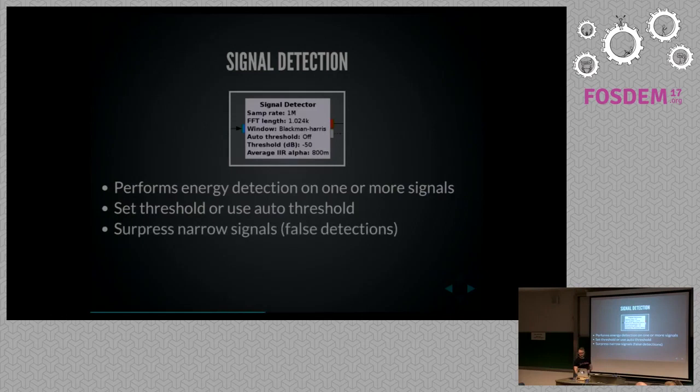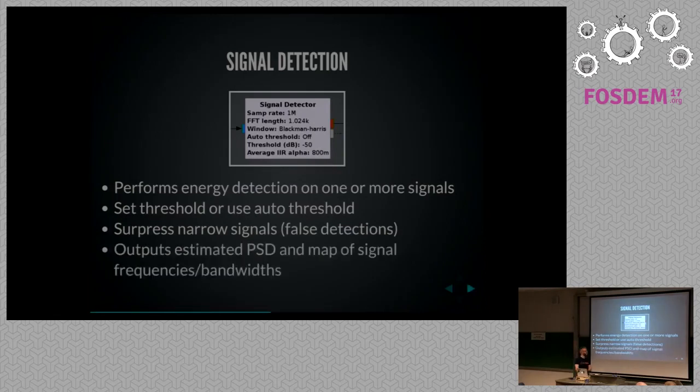There's also a functionality to suppress narrow signals, which helps to avoid false detections. And the output of this block is first the estimated PSD of the input signal, and the second one, as you see, is a message port. It passes the information about the center frequency and the bandwidth of the detected signals.